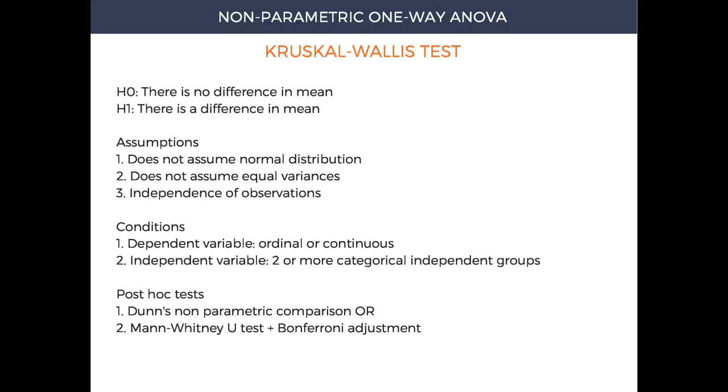Okay, the conditions for this test is that you need to have a dependent variable that is ordinal or continuous, and an independent variable that you have two or more categorical independent groups. So for the post hoc test, you will generally use a Dunn's non-parametric comparison, or we use the Mann-Whitney U test with the Bonferroni adjustment.